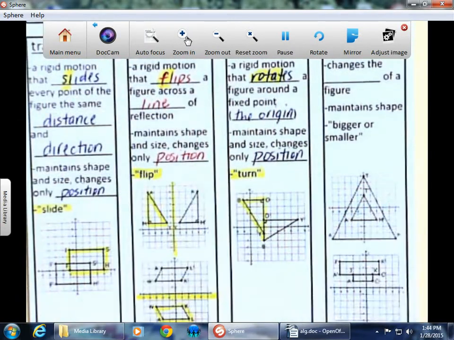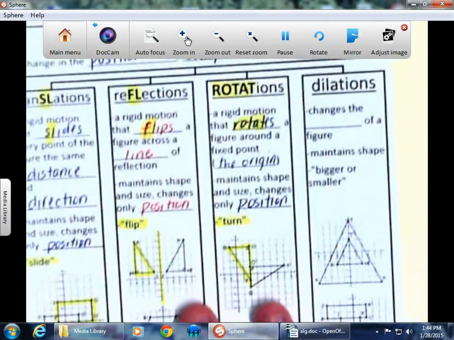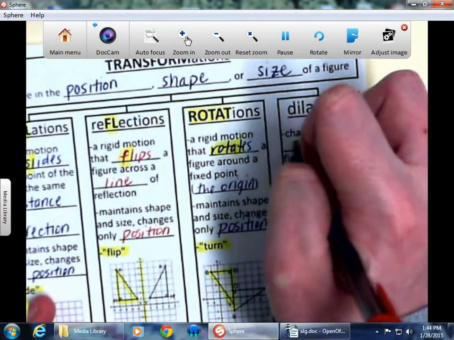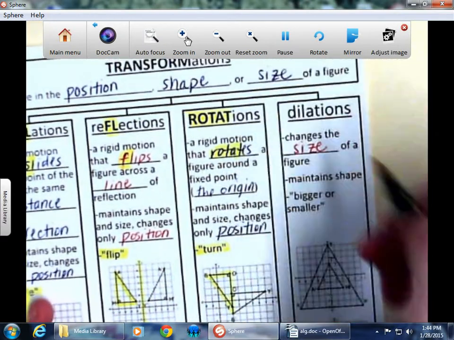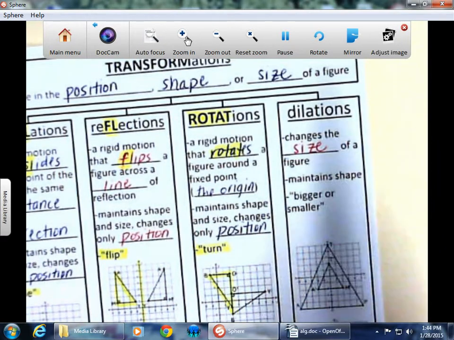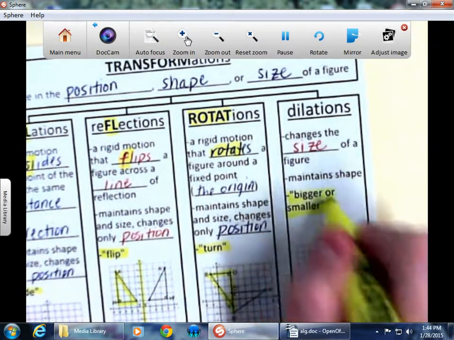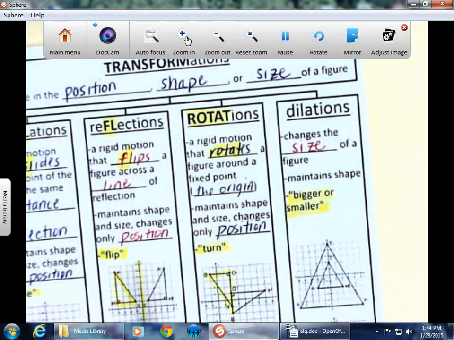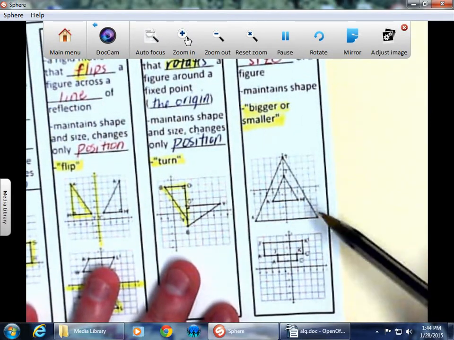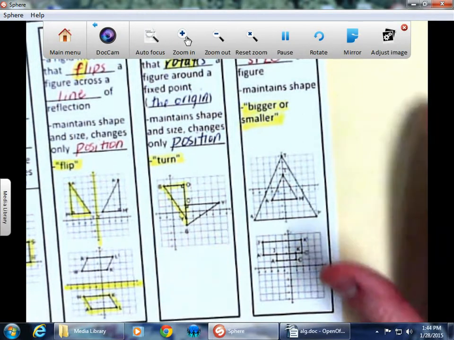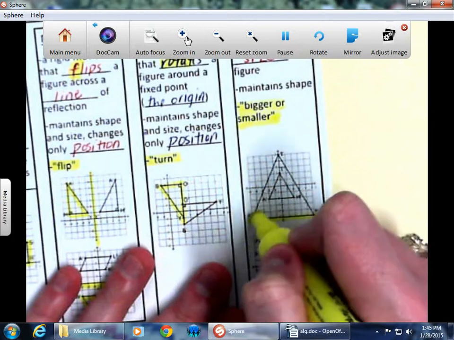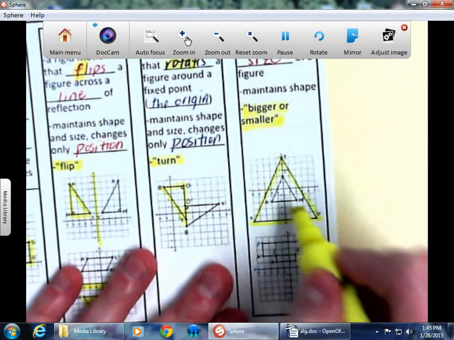Okay, the last one we want to discuss real quickly is dilations. Dilations change the size of a figure. This is the only one that we discuss that changes the size. The shape stays the same. It just gets bigger or smaller. Think about Honey, I Shrunk the Kids or Honey, I Blew Up the Kids. They're going to get bigger or smaller. So here you have triangle ATM and triangle A prime, T prime, M prime. Your pre-image is this bigger one on this one. This one got smaller. It started big and got smaller, reduced.